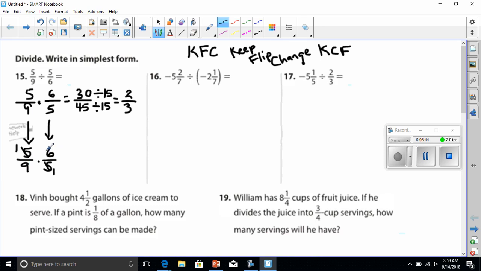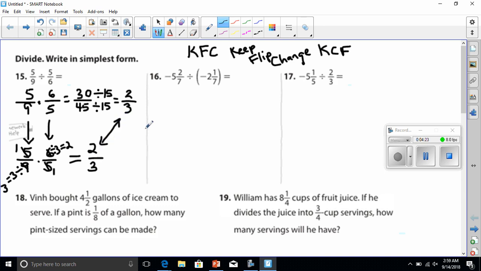9 and 6 are both divisible by 3. So 6 divided by 3 would give me 2. And 9 divided by 3 would give me 3. All right, now I have 1 times 2, and that's going to equal 2. And I've got 3 times 1, and that's going to give me 3. And do we see how we got the same exact answer?